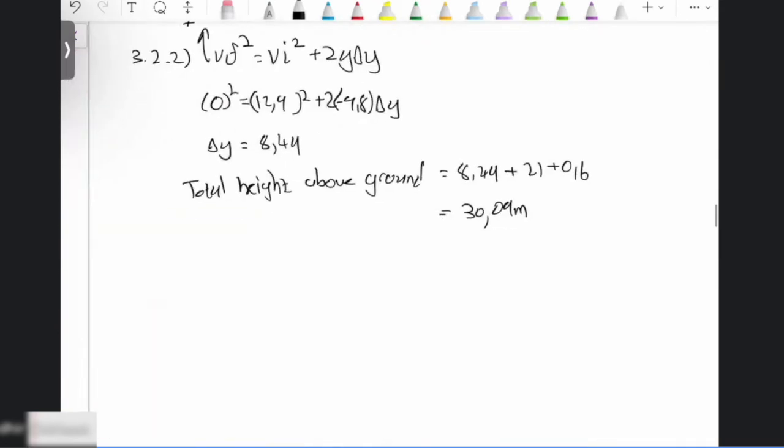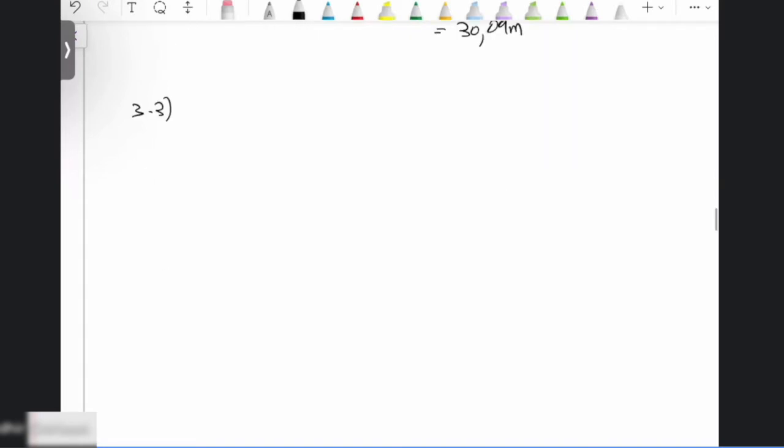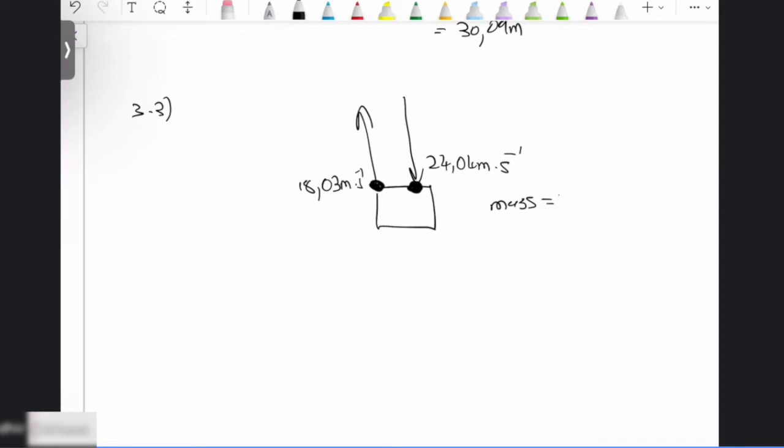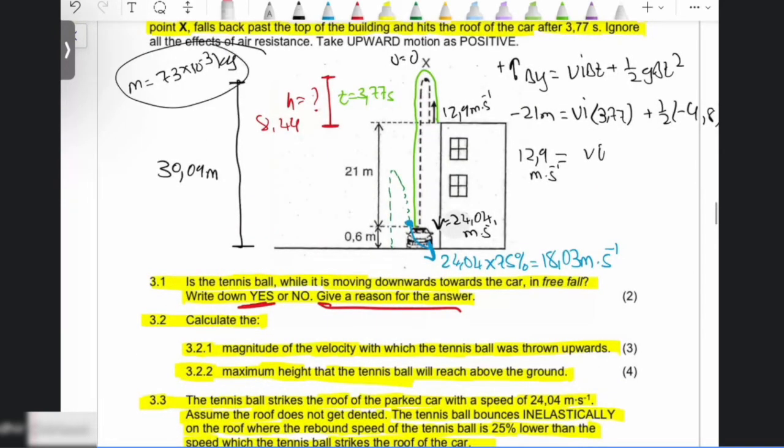3.3. Okay, so the scenario that we have is the roof of the car. We're basically striking the roof of the car at 24.04 meters per second. We're going back up at 18.03 meters per second. The mass of the actual object that is striking and then bouncing back up is 73 times 10 to the minus 3 kilograms. They told us 73 grams in the beginning, and then we converted it.